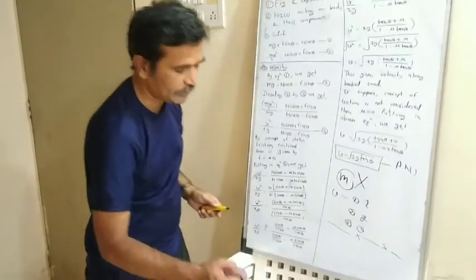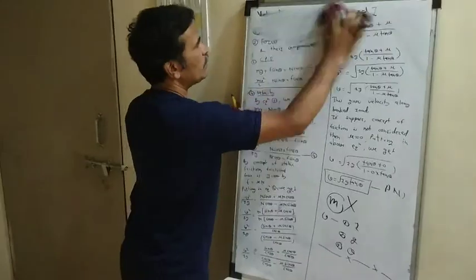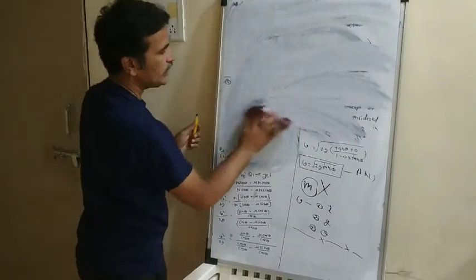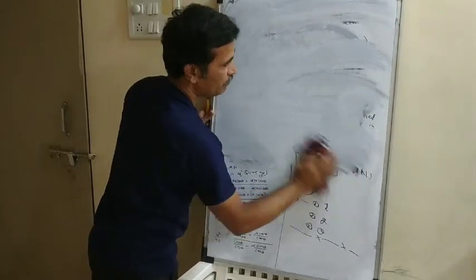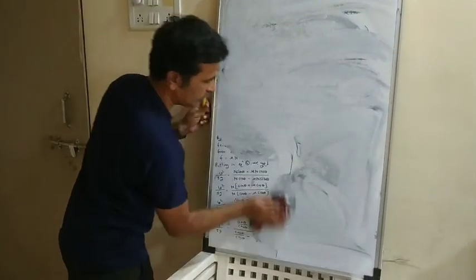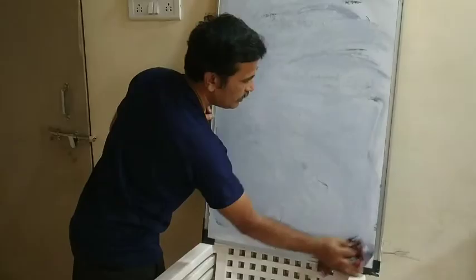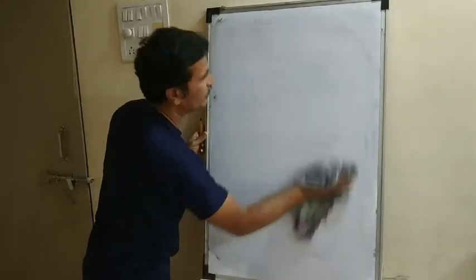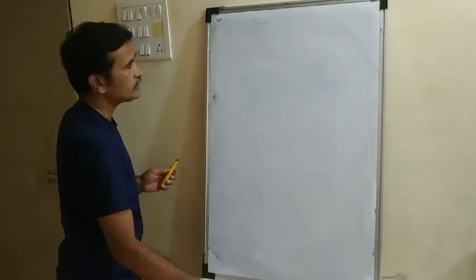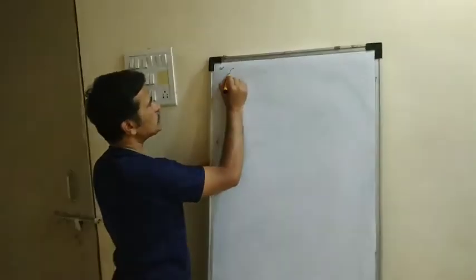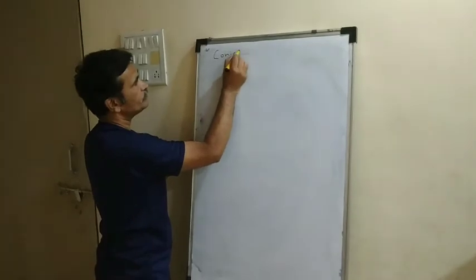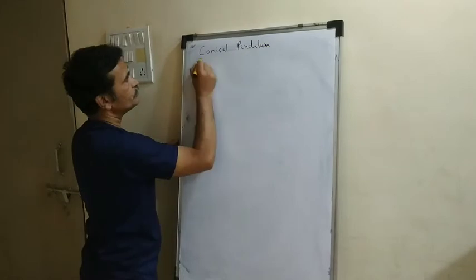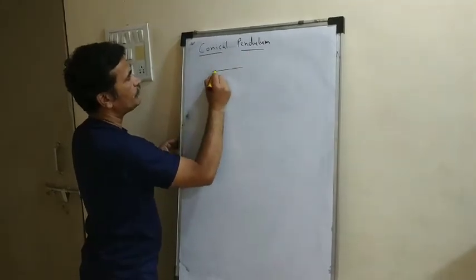Let us go further. Next point of this chapter, if we see board examination, again one more concept, it's important, that is called conical pendulum. Very important concept. The concept of conical pendulum should be properly understood. Let us see what is conical pendulum. So the title is conical pendulum. So this diagram.